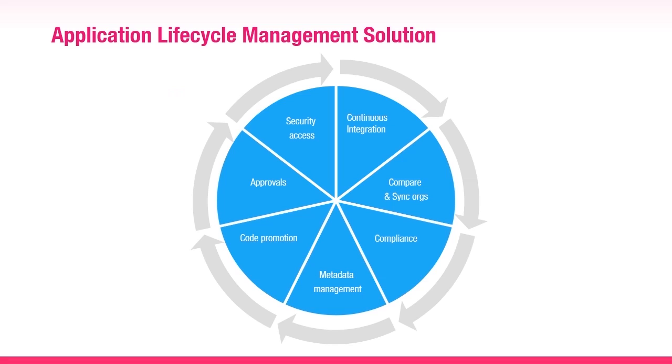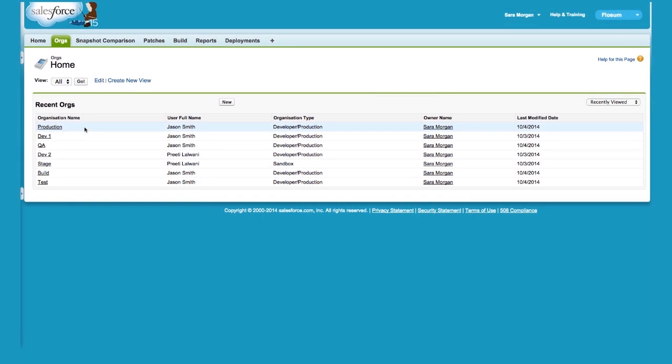Flowsome is a flexible, robust, and easy-to-use solution for release management so that you don't have to deal with cumbersome change sets, Ant scripts, or metadata APIs. Let me show you how Flowsome works.